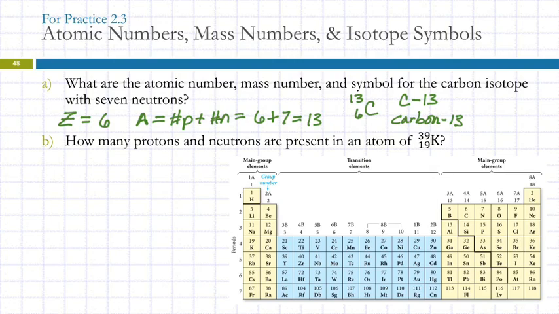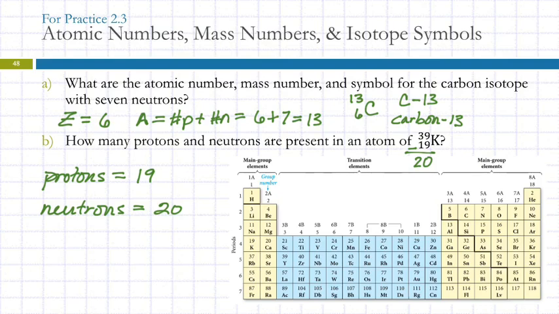So here it's asking for a number of protons and neutrons. Well, how many protons do all potassium atoms have? 19. How many neutrons does this particular type of potassium have? It's going to be 20. Well, how do we know that? Well, this is stacked up for subtraction.